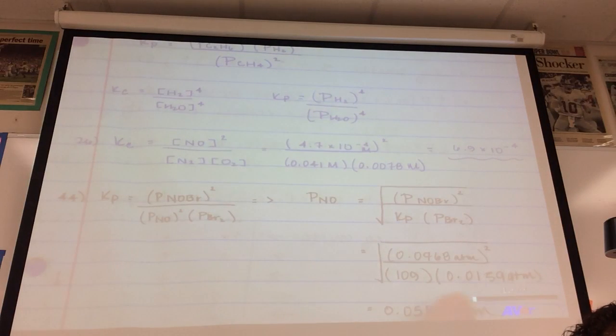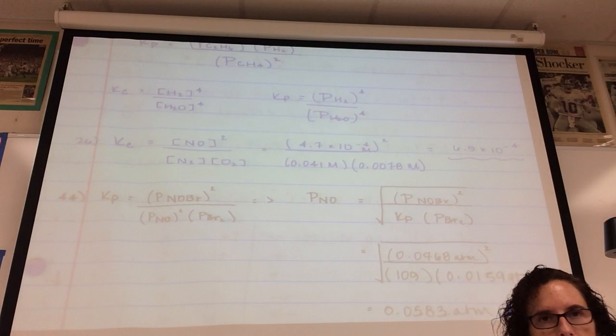If you didn't get it correct, look at my setup, see if you have the same setup. Is it a setup issue or is it a calculation issue?